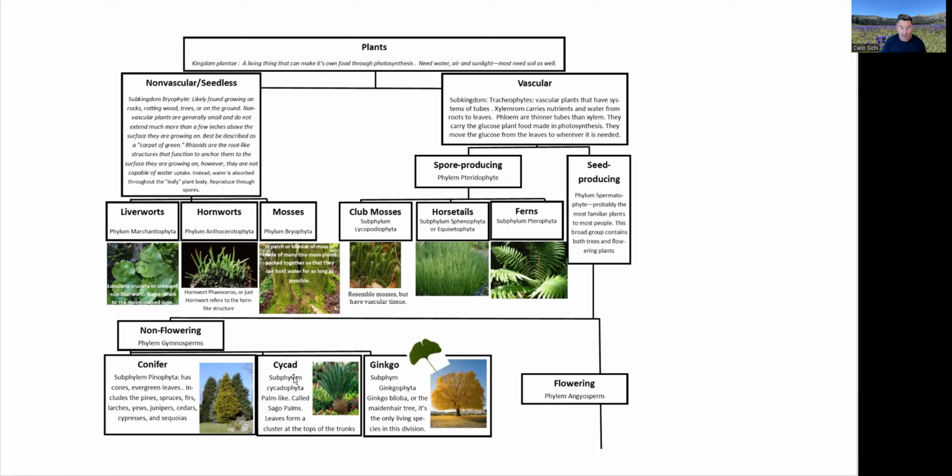So one of those is the cycad or sago palms. You guys are probably familiar with those. Don't let the young, small size fool you. These guys live for a long time, and they end up at about 10 to 12 feet wide by 10 to 12 feet tall.